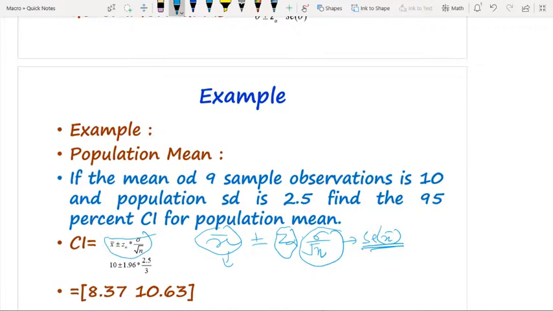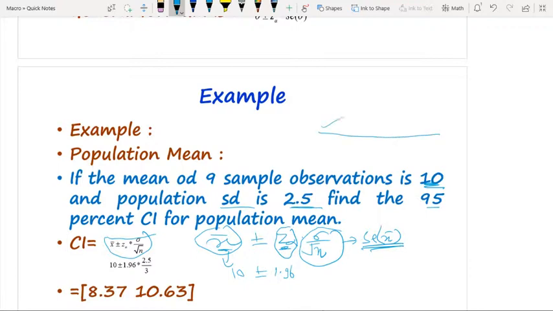So to calculate the confidence interval, we simply need the point estimator. For example, the point estimator is 10 in our case. The population standard deviation is 2.5, and we are to calculate the 95% confidence interval for the population mean. So we put the value of x bar to be 10 plus minus. So this z alpha in this case is 1.96. This 1.96 has been taken from the normal distribution.